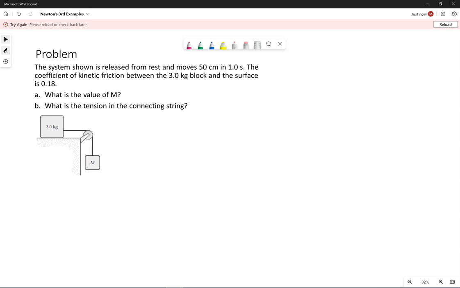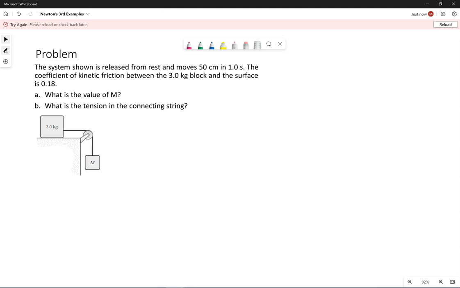Here we have another example of two objects that are connected, so they will be moving together. We're told this system is released from rest and it moves 50 centimeters in 1 second. Now we do need to make an educated guess as to the direction of motion.